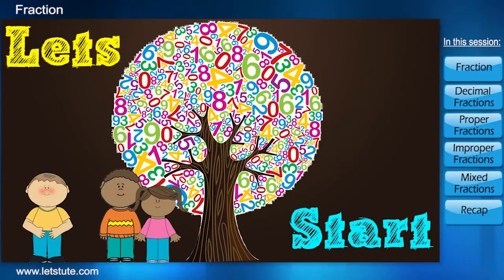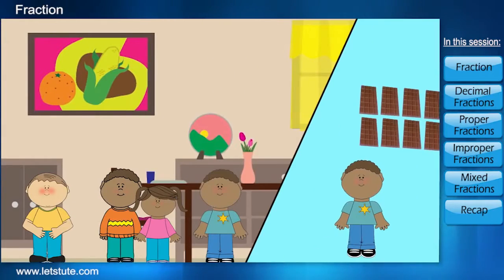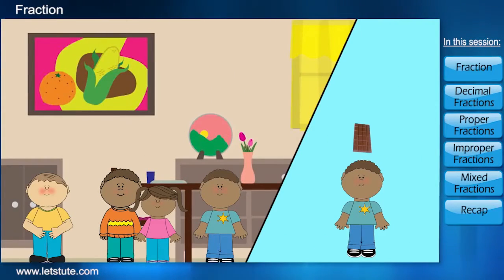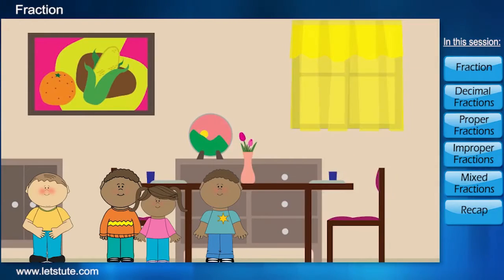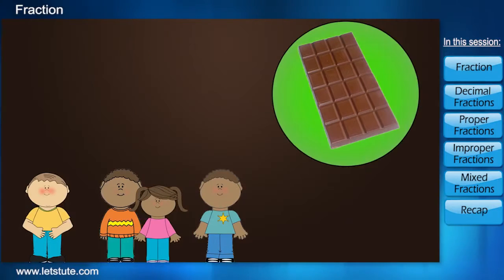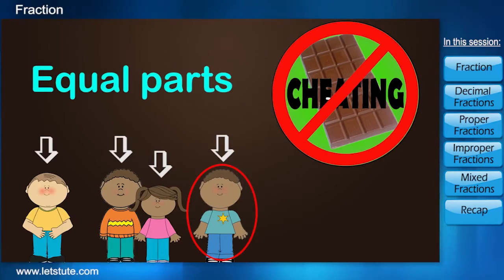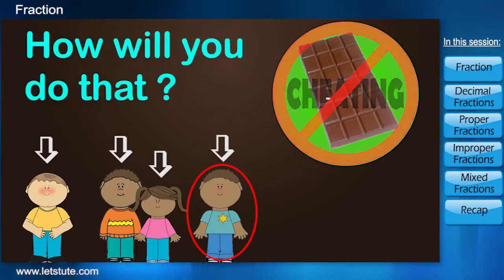You and your two friends went to Ben's house. All the while waiting for you guys, he ate 9 out of the 10 chocolates that he kept for you guys. Now, after you guys reached, all you have is one big chocolate that you have to divide in equal parts among your friends, including Ben. No cheating. So, how will you do that?